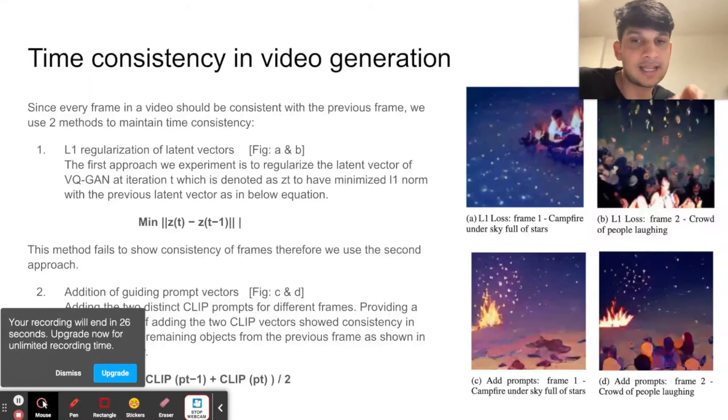So if you see the first example, A and B, you can see that they're two frames, but they're quite different. But in the second, C and D, you can see that the fire is around the same place and the people are also forming, where something looks like people. So that's because it's using the previous frame's prompt.